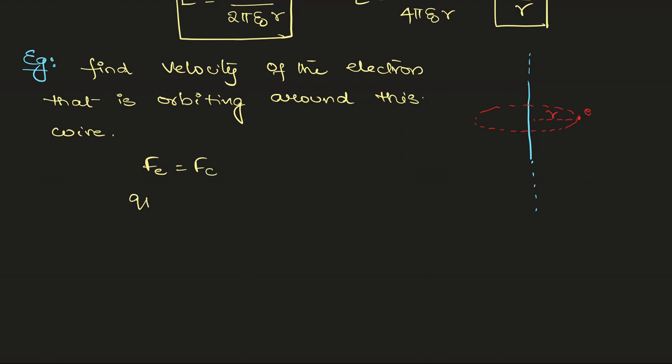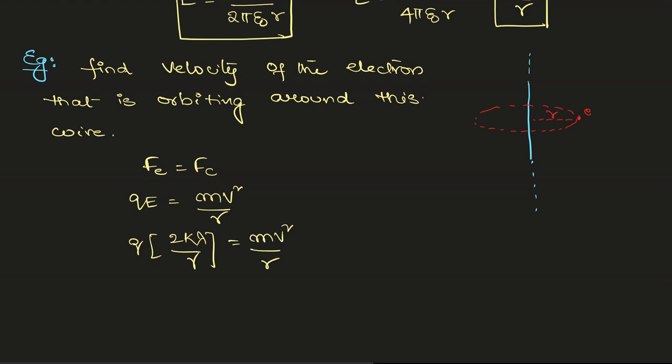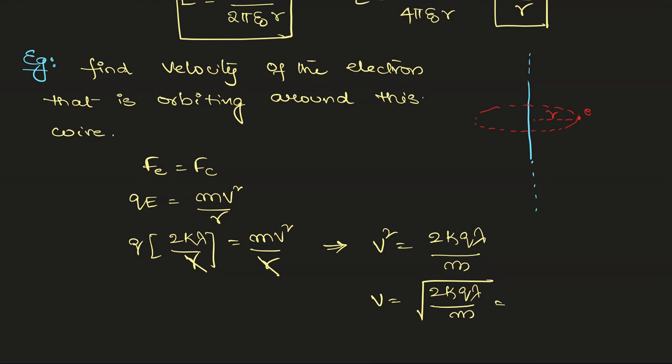Here electrostatic force means Q into field. Centripetal force will be mv square by r. So Q into the electrostatic field, 2k lambda by r, is equal to mv square by r. So r gets cancelled. From this, v square will be equal to 2kq lambda by m, or v will be equal to square root of 2kq lambda by m. Or else, since k is 1 by 4 pi epsilon naught, square root of q lambda by 2 pi epsilon naught m. Both are valid.